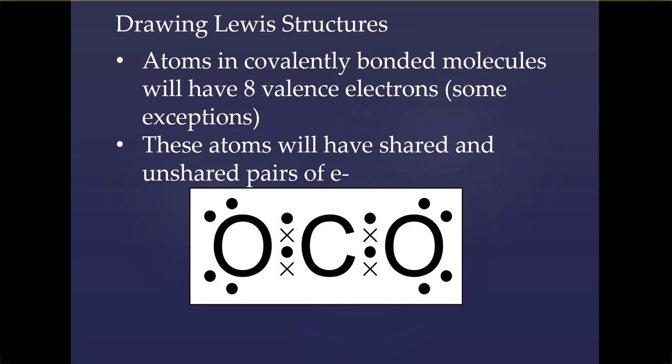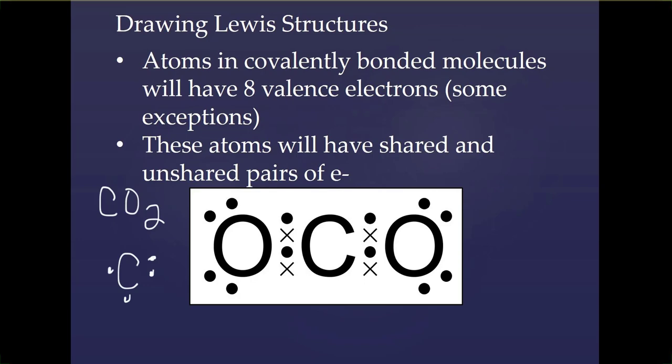A Lewis structure is just a dot diagram put together. So for example, if I were to draw the molecule CO2, I could first draw the dot diagram for carbon. Carbon has 4 valence electrons, so you need to include those valence electrons in the dot diagram.